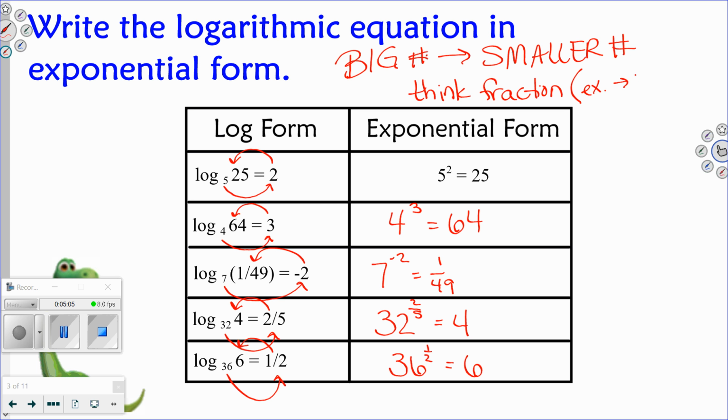So for example, you could write that one. 36 to the 1/2 equals 6 because the square root of 36 is 6. And this will make more sense. We'll do a bunch of them today, so you'll kind of start getting stuck in your head. Okay.